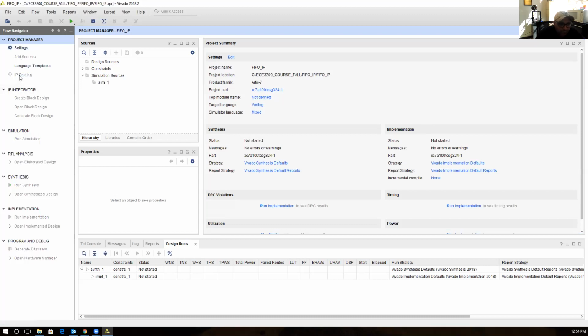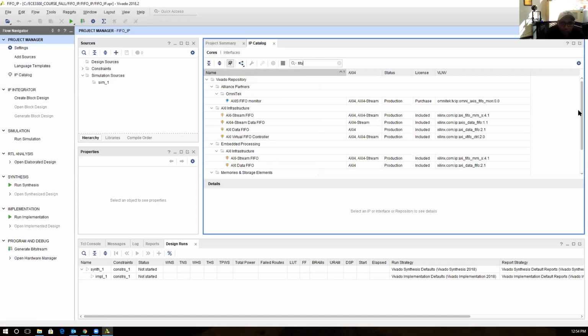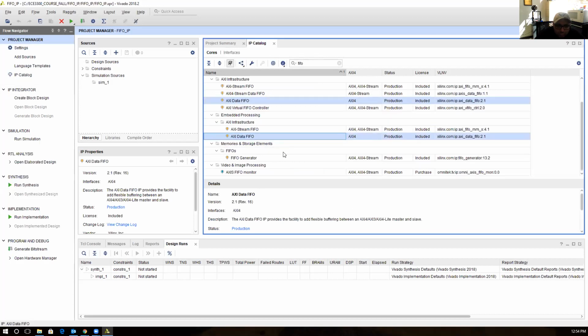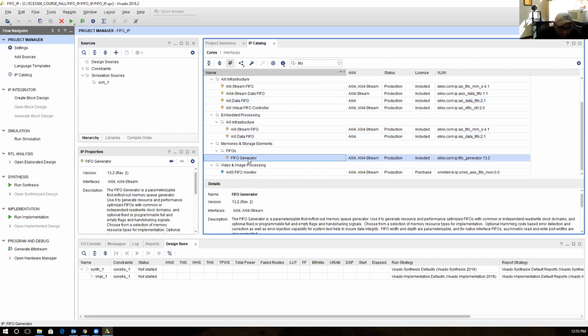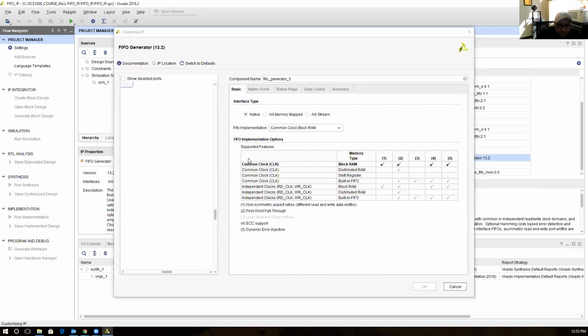So I'm here in the IP catalog and I search for FIFO. There is a ton of FIFOs. Some of them belong to the AXI bus. How many of you have heard about the AXI bus? I'll just go with FIFO Generator, and from there I click on it. Here is my FIFO. I'll say it's native, so that means it's not using any AXI.